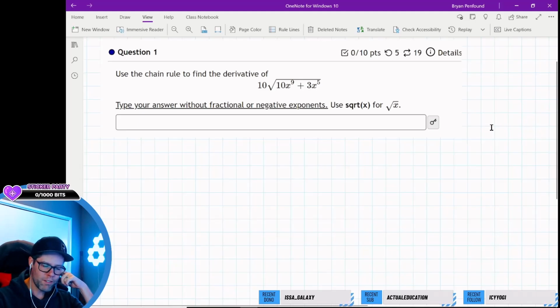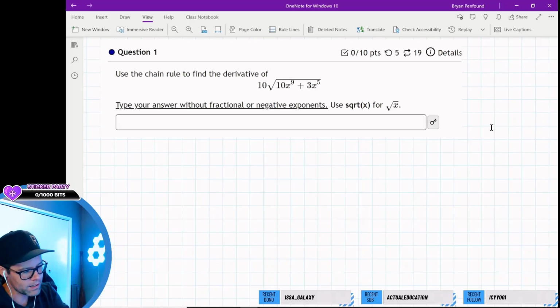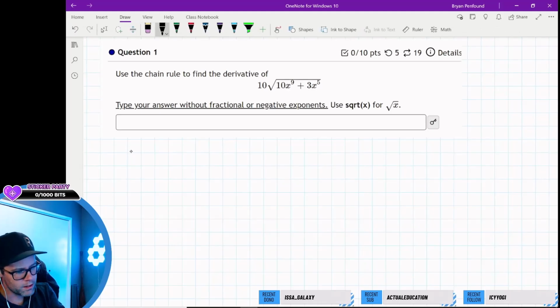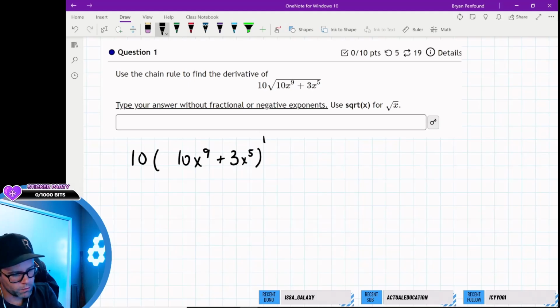Okay, use the chain rule to find the derivative of the following function. Type your answer without fractional or negative exponents. Use sqrt x for root x. Okay, maybe we can rewrite this. We should probably rewrite this as 10 times 10x to the 9 plus 3x to the 5, and we'll rewrite that square root to the power of 1/2.